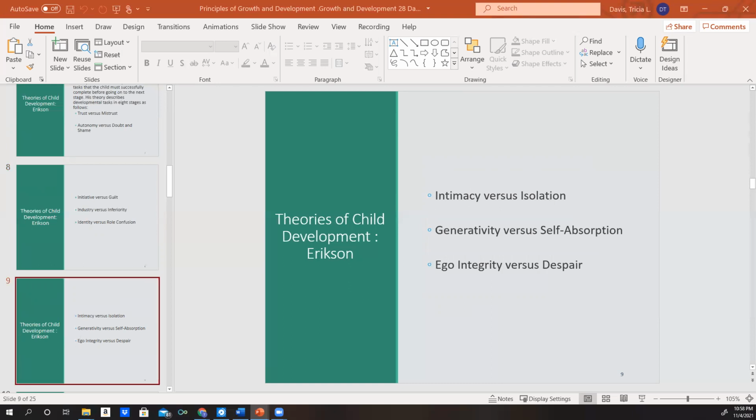Then we have intimacy versus isolation. The young adult will then develop intimate relationships. We have generativity versus self-absorption, where the middle-aged adult is finding fulfillment in life. And then the last stage is ego integrity versus despair. And this is, of course, where the older adult is going to be satisfied with life and the achievements that they have attained.